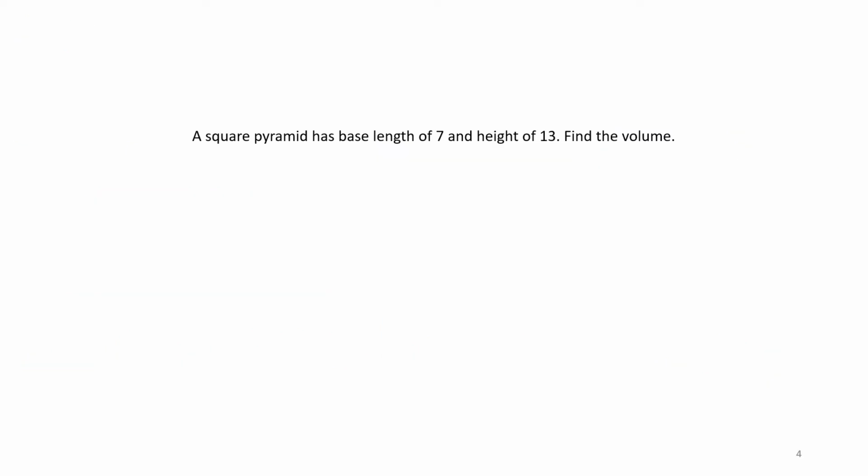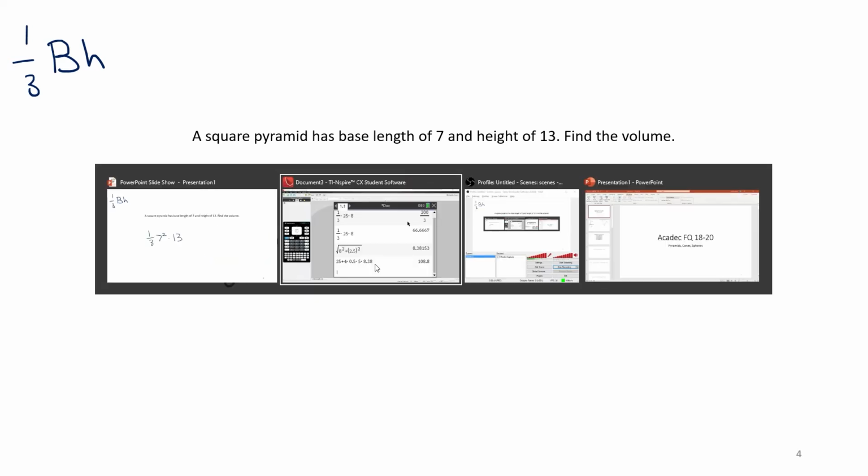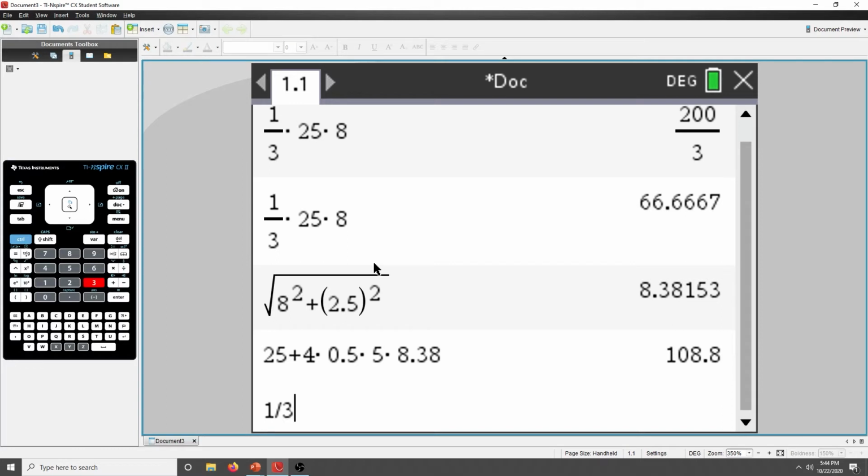All right. A square pyramid has a base length of 7, and that just means that all of the sides of the base are 7 units long, and a height of 13. Find the volume. So for the volume, we have our 1/3 area of the base times height, and the area of our base is 7 squared, and our height is 13. So all we gotta do is go plug that in.